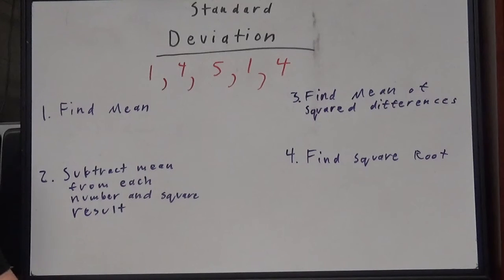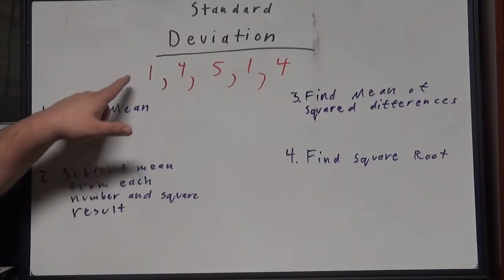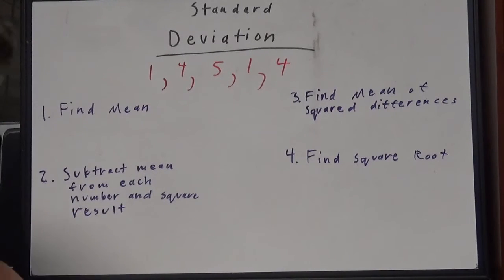So the first thing we want to do, and there are 4 steps. When you're finding standard deviation, the first thing you want to do is take whatever your data set is and find the mean of it. Now remember, you find the mean, you add all the numbers together and divide by the number of numbers, essentially. So step 1, find the mean. We have 1, 4, 5, 1, and 4.